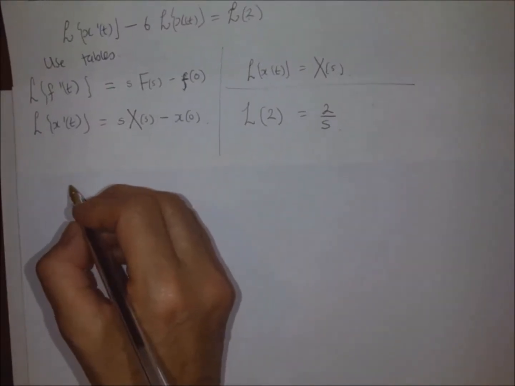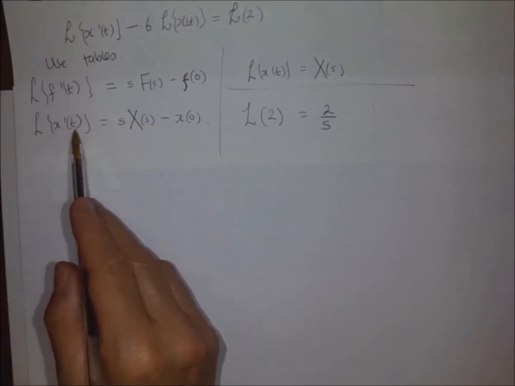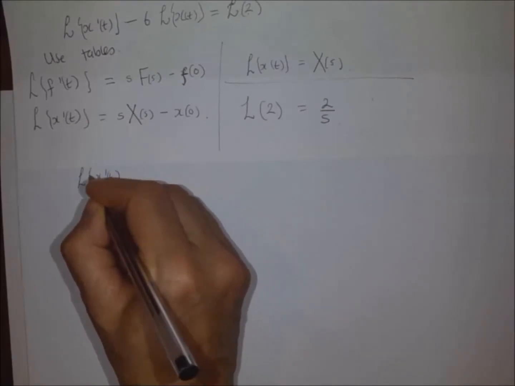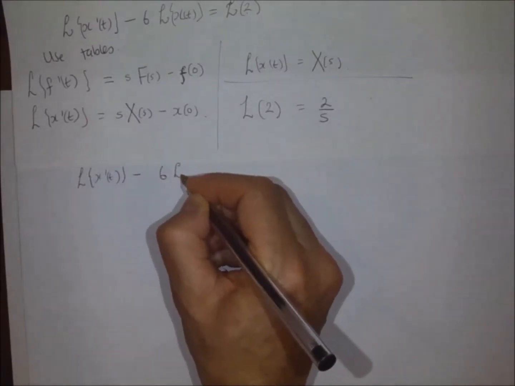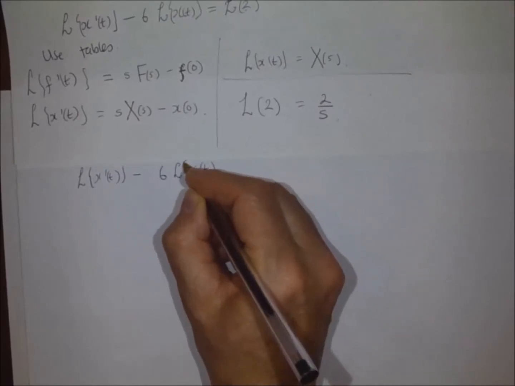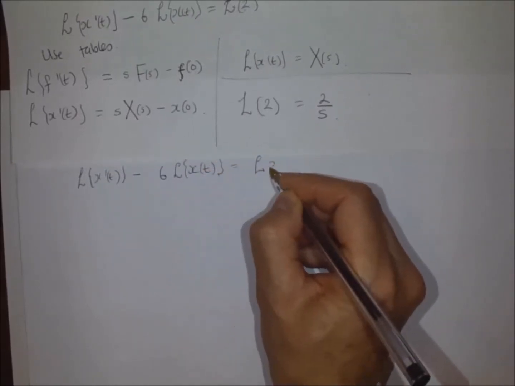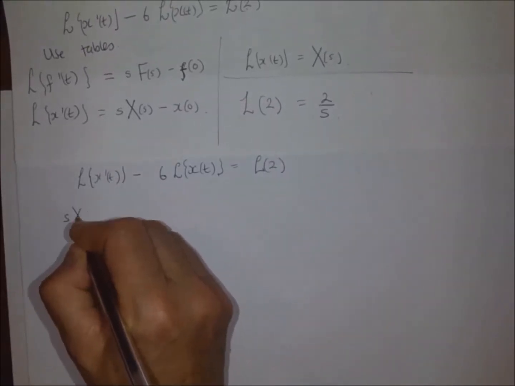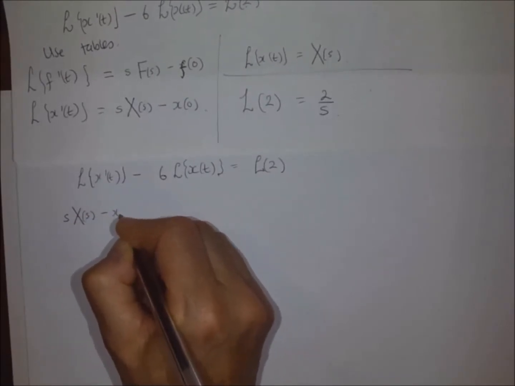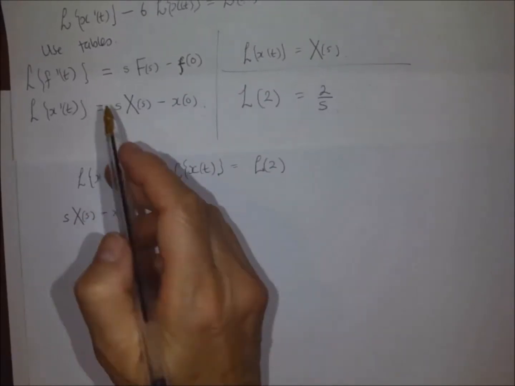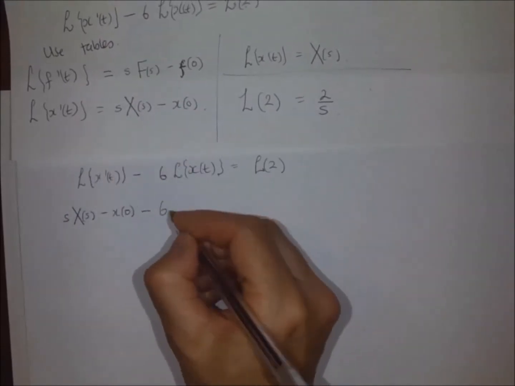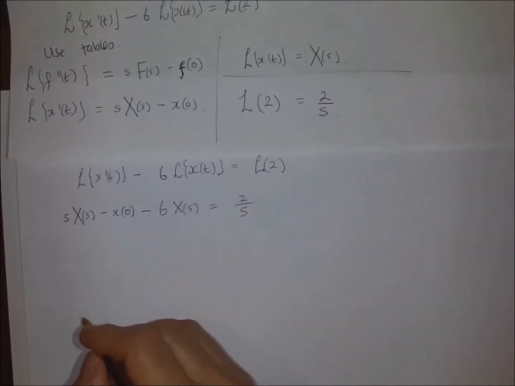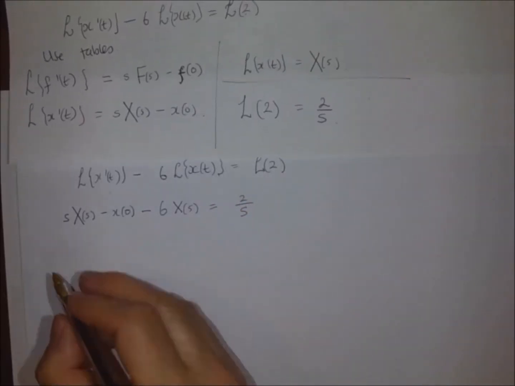So it's the Laplace transform of x dash t minus 6 times the Laplace transform of x of t equals the Laplace transform of 2. From the tables we can now write that this is s capital X of s minus little x of 0 for the x dashed. Then minus 6 capital X of s equals 2 over s. That's step 1 done.